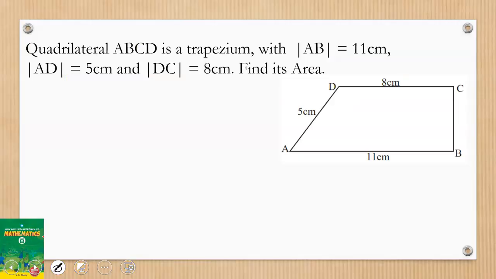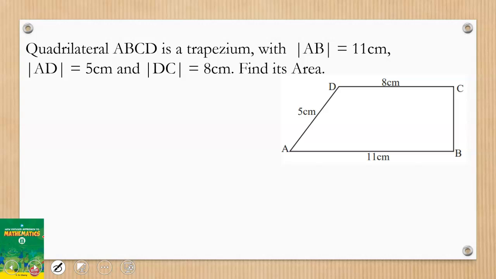Let's say a question like this is given: a quadrilateral ABCD is a trapezium with the distance AB given as 11, AD is 5 centimeters, DC is 8 centimeters, and we want to find the area of this quadrilateral. Where do we bring Pythagoras theorem? Since this is a quadrilateral, it's not a triangle. But in solving this, we have the option of using the formula for finding the area of a trapezium, but we wouldn't do that because we want to see where we can apply the knowledge of Pythagoras theorem.